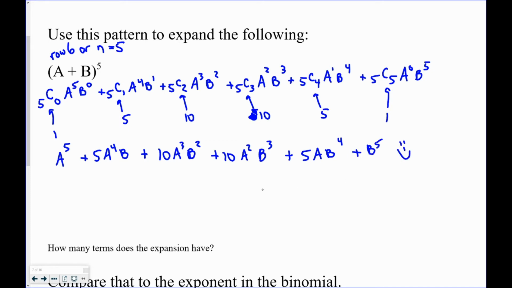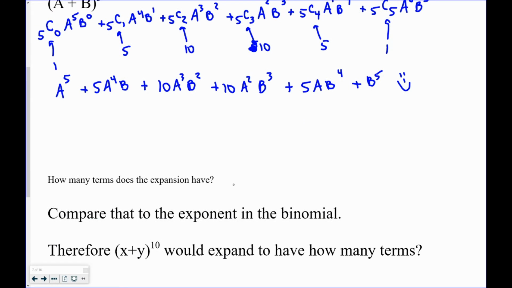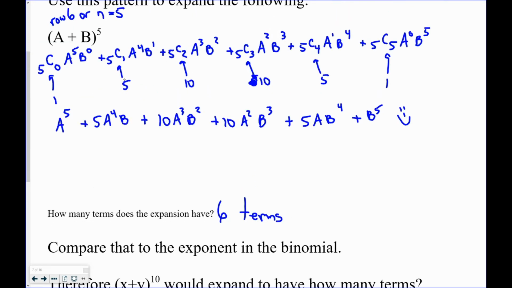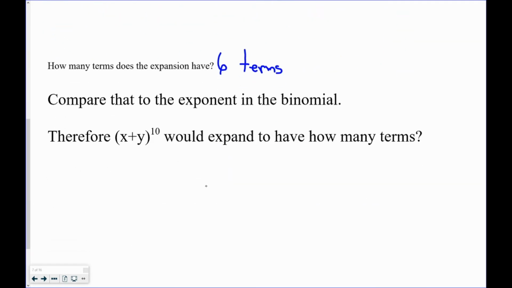Yay! Great. So, how many terms does this expansion have? 1, 2, 3, 4, 5, 6. It has 6 terms. Well, we've been talking about that, right? It has 6 terms because it's row 6. I will point out that it always has one more term than the exponent here. Sometimes they just ask you little theory questions like that. So it's one more term than the exponent or power.